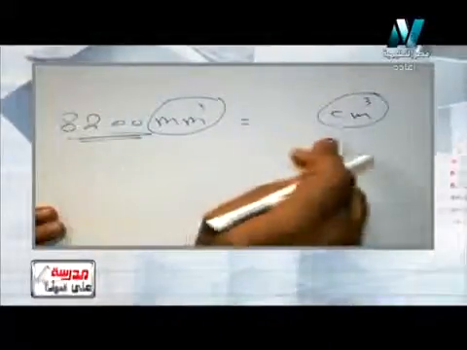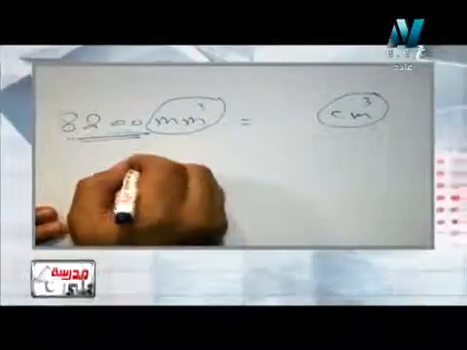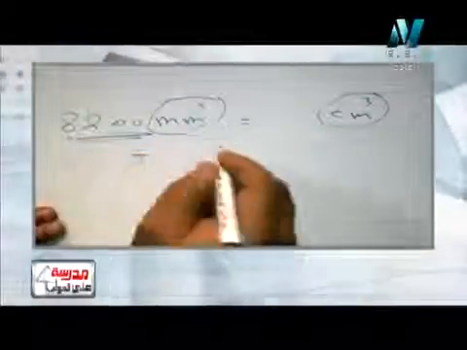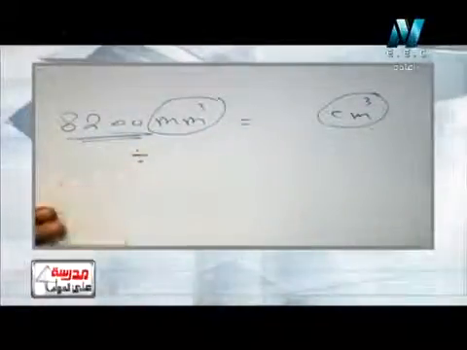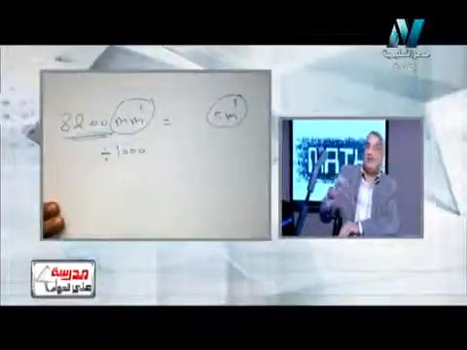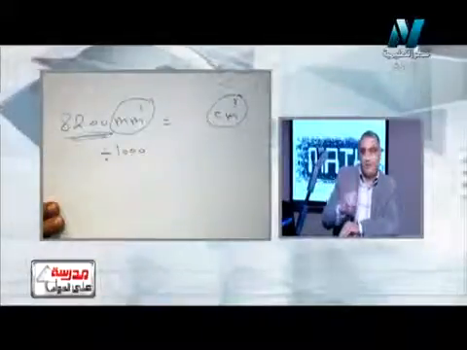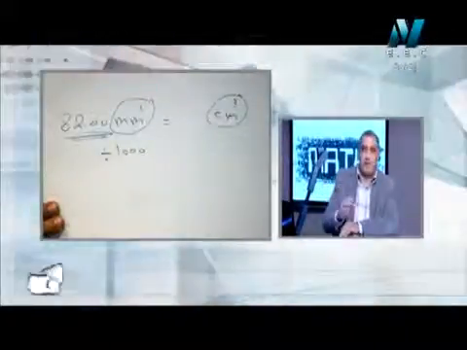Millimeter cube to centimeter cube. Which one is bigger? Yes, centimeter cube is bigger. We want to convert from a small unit to the bigger one. Just divide by the relation between them. What is the relation between them? As we said before, each centimeter cube equals 1000 millimeter cube. Just divide by 1000. Again, my dear students, from a small unit to the bigger one, we have to divide by the relation between them.